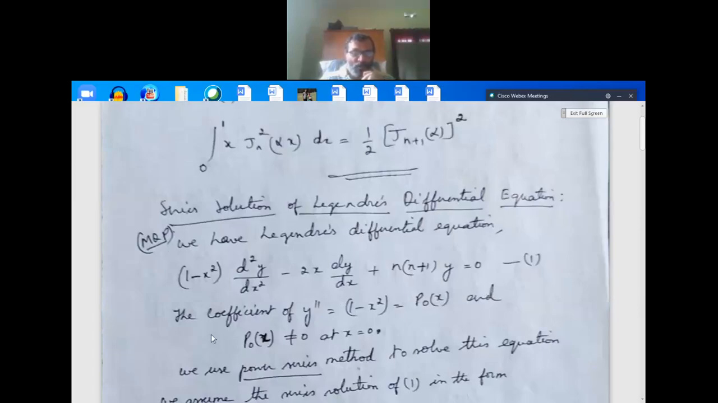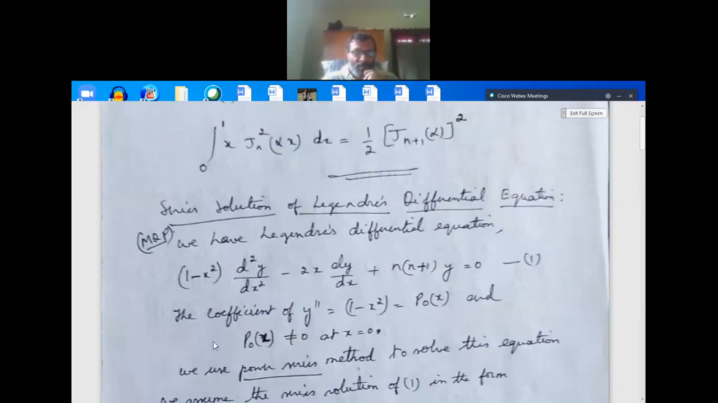Now here the coefficient of y double dash, that is d squared y by dx squared, is 1 minus x squared, and that is p naught of x. And clearly here p naught of x is not equal to 0 at x equals 0.